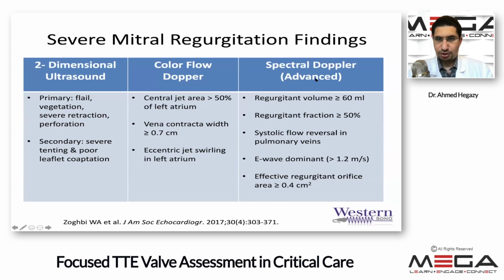And then you can move on to spectral Doppler. Spectral Doppler is not that difficult to do. It just requires a bit of training. You need to be very familiar with continuous wave and pulse wave and the limitations of both techniques in order to be able to move on to the advanced MR interrogation techniques. And obviously you can do things like calculate regurgitant volumes, regurgitant fractions. Systolic flow reversal in the pulmonary veins is one that I like to do quite a bit. Now, obviously, these are more advanced techniques that are beyond the scope of basic valve assessment in the ICU.